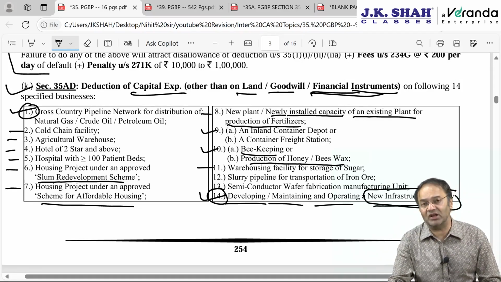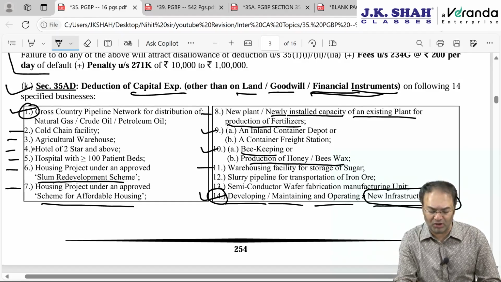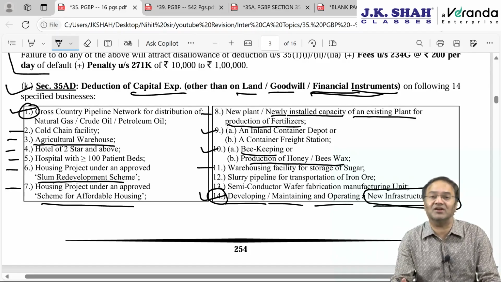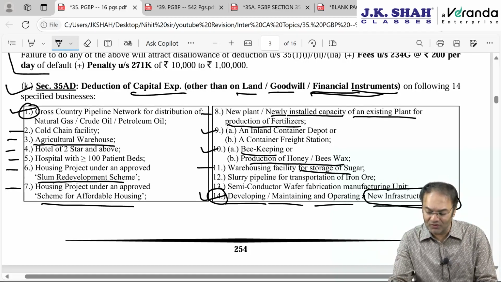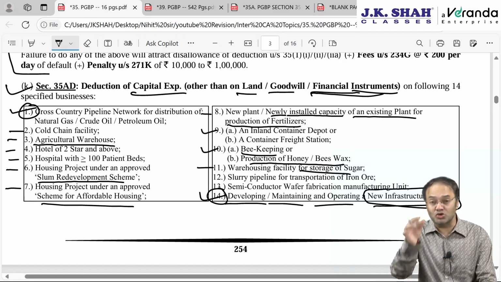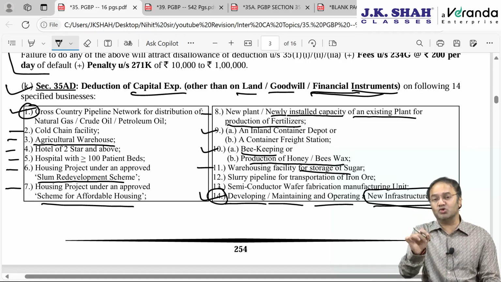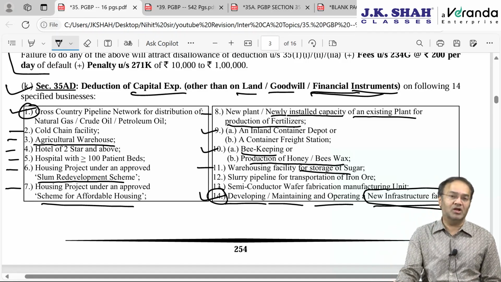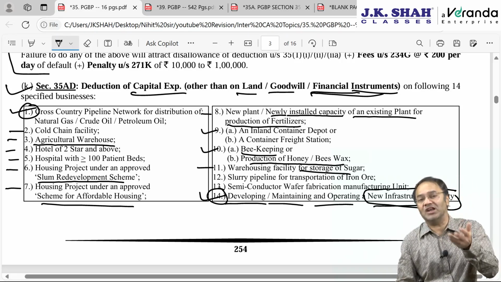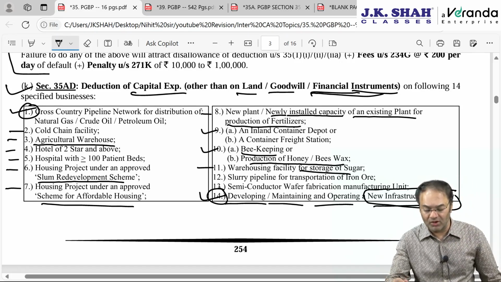Next is warehousing facility, but warehousing facility was already discussed in point number 3, but that was agricultural warehouse, that is warehousing facility for storage of agricultural products. Now it is warehousing facility for storage of sugar. So we have 2 types of warehouses, one for sugar, one for storage of agricultural products. Is sugar an agricultural product? Answer no, sugar is not an agricultural product. Sugar cane is an agricultural product. Sugar is manufactured out of it. If you consider sugar also as an agricultural product, then that way beer, wine, whiskey, everything will be agricultural product.